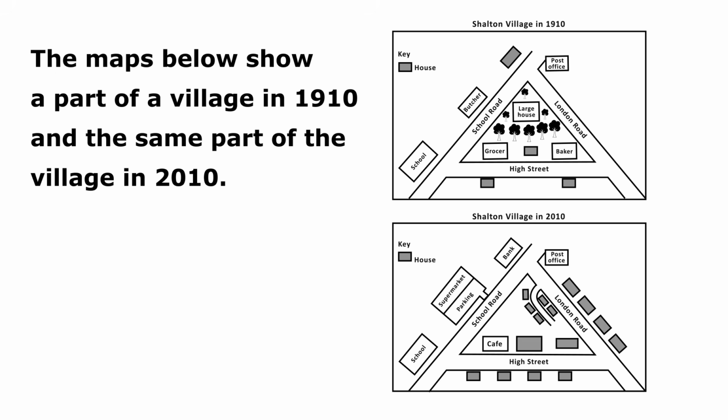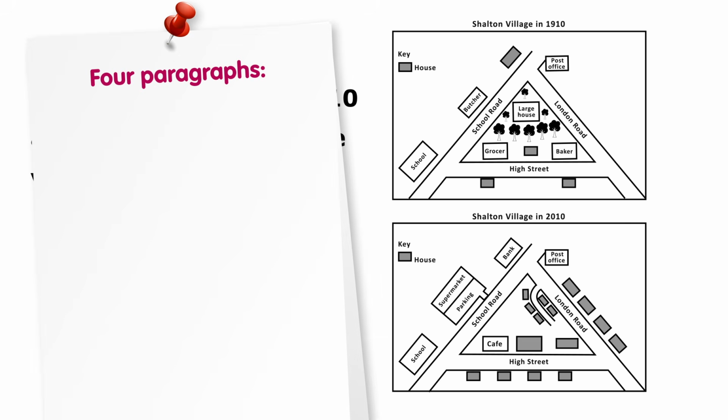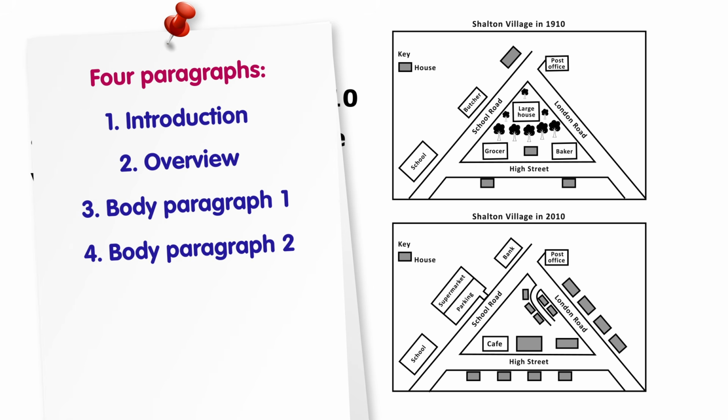All right, in describing maps, and specifically in Task 1 IELTS Writing, there are 4 paragraphs. The first one is the introduction, then the overview paragraph in which we talk about the most striking feature of this graph or map. And then we dedicate 2 body paragraphs. Because there are 2 maps, one body paragraph is about 1910, and another body paragraph is about 2010, describing the changes, all right?